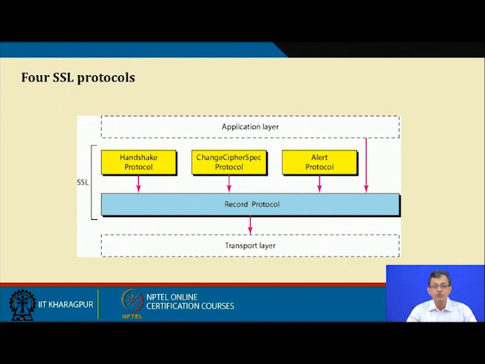There are also 4 sub-protocols. The handshaking protocol handles negotiation between the parties. The change cipher spec protocol finds out what sort of cipher parameters will be used. There is an alert protocol for any type of alert generation, and finally the record protocol, which handles the data and integrates with the basic transport layer. Again, we are not going into details of these things. These are the 4 sub-protocols at the SSL or TLS level which allow it to handle the scenario.